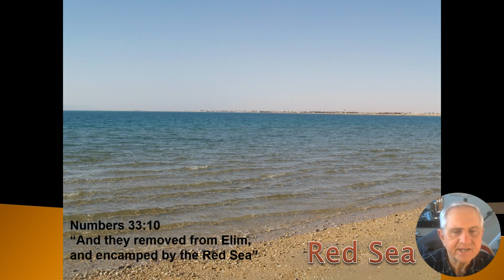In Numbers 33:10, it gives us another stopping point. The whole chapter of Numbers 33 lists the whole route of the Exodus, and that's an easy way to follow along. Verse 10 says, "And they removed from Elim and encamped by the Red Sea."